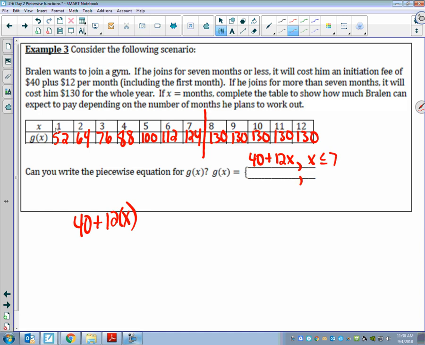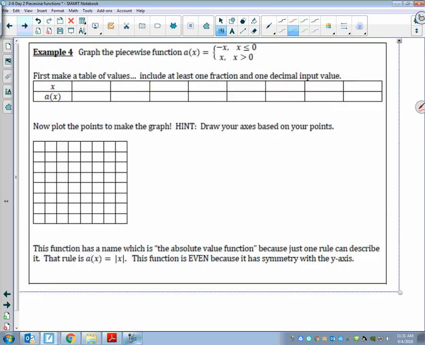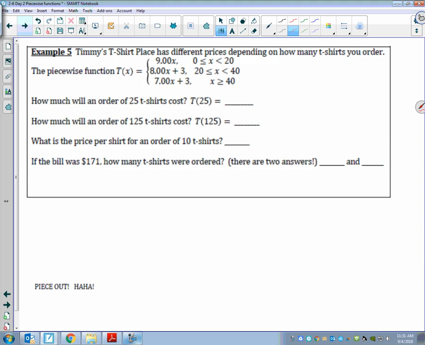But what happens when x is greater than 7 months? How much does he pay? Does it matter how many months he has? No. For the whole year, we could just say that's 130. That's just a straight line on there. All right? And so then we can write our own equation. Okay, I think I got a couple more here. So now we want to look at graphing it. So we'll save that one for class.